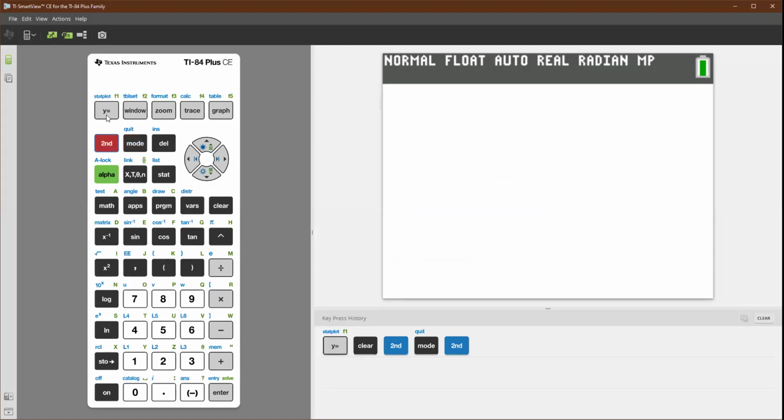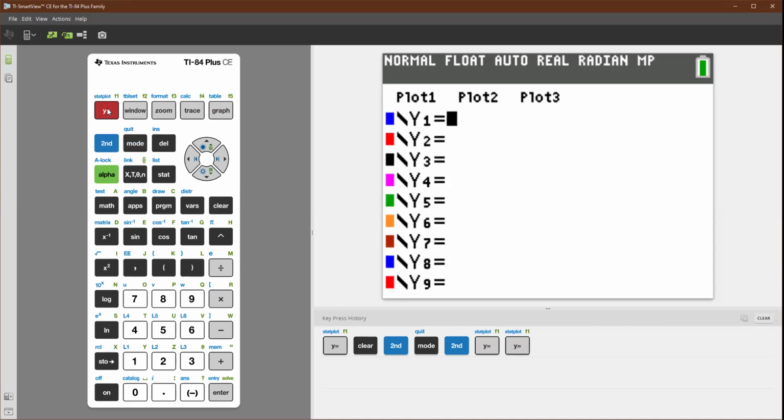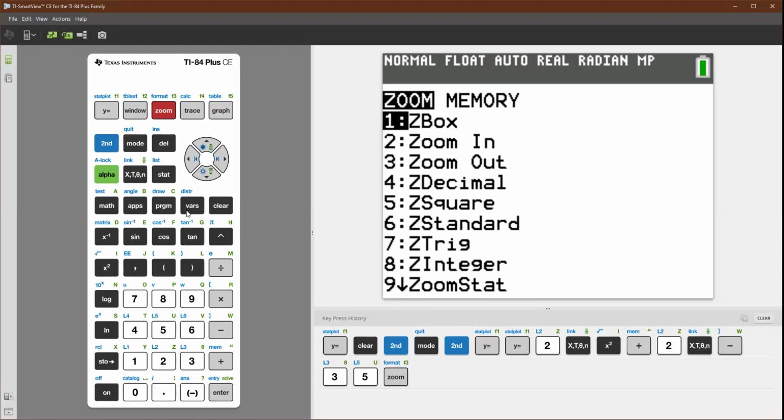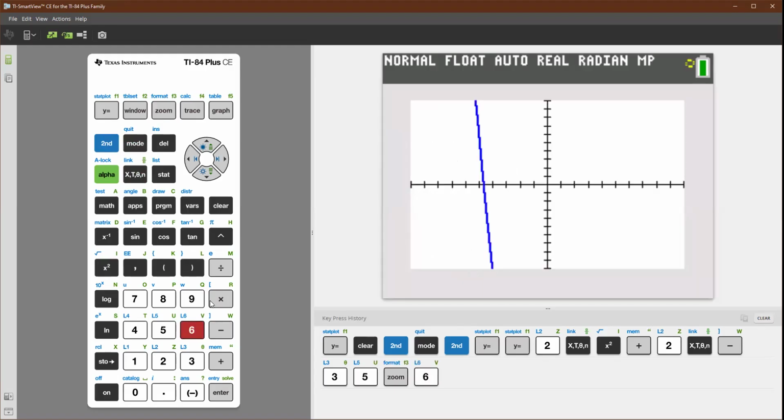I go to my Y menu. I am going to enter my equation, 2x squared plus 2x minus 35. I always like to use my Zoom 6 to give my standard window, just in case I've been graphing some plots before.